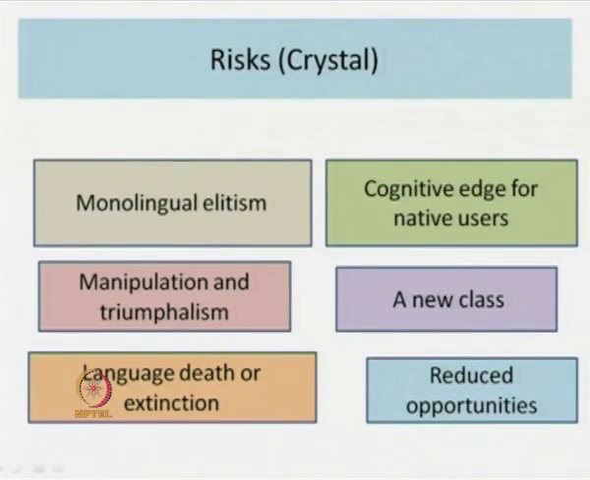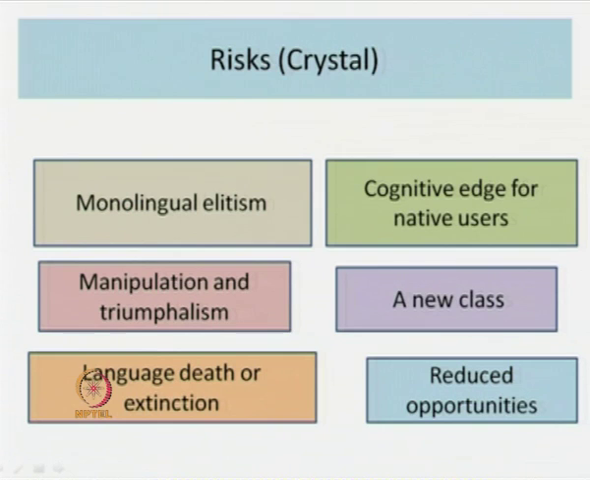So, the risk then, finally, we will end with risk, and the risks again are pointed to by Crystal. The risks here, over and above those we saw, are monolingual elitism. Whenever there is one language, for instance, Sanskrit in India could have led to a very dangerous sort of Brahminical elitism, where others are excluded because they cannot speak so-called pure language.